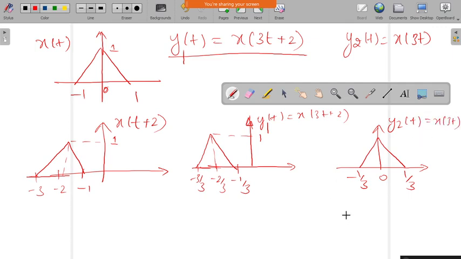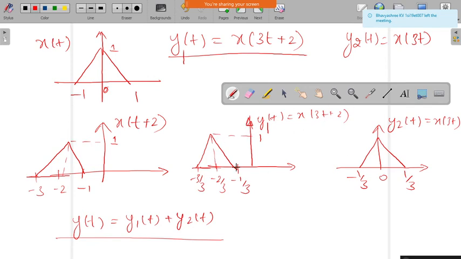Now I want the y of t to be the addition of y1 of t plus y2 of t. So try to solve this addition of these two signals. What will you get? So this y1 of t is between minus 1 to minus 1 by 3, and y2 of t is starting from minus 1 by 3 to plus 1 by 3. So how are we going to get it if I add these two signals?